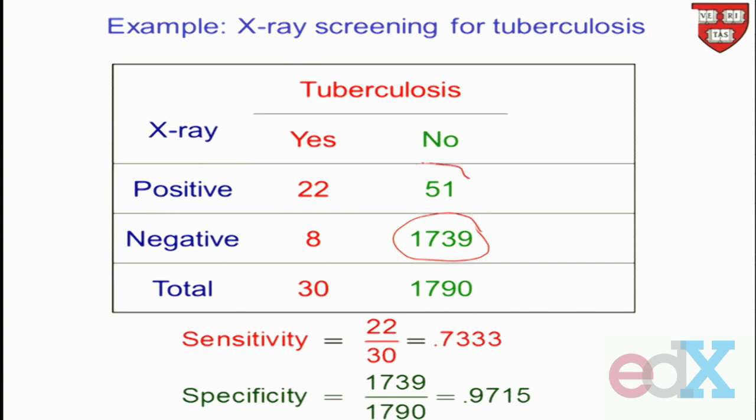Unfortunately, 51 tested positive. So that's what we call the false positives. So there were 51 false positives, then 1,739 who got the correct answer. That ratio, 1,739 divided by the 1,790 who were tested, is what we call the specificity. So the specificity in this case was 0.9715. So pretty good, more than 97% tested correctly, where the answer should have been negative.